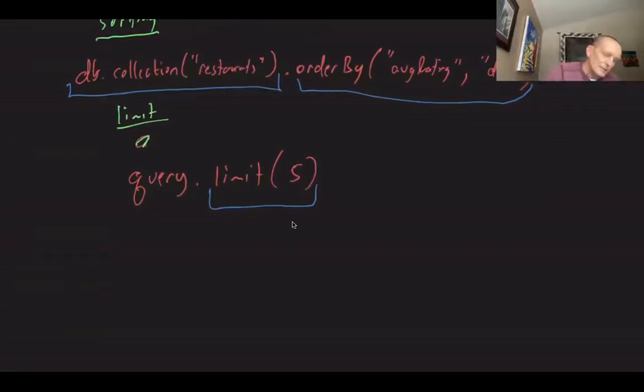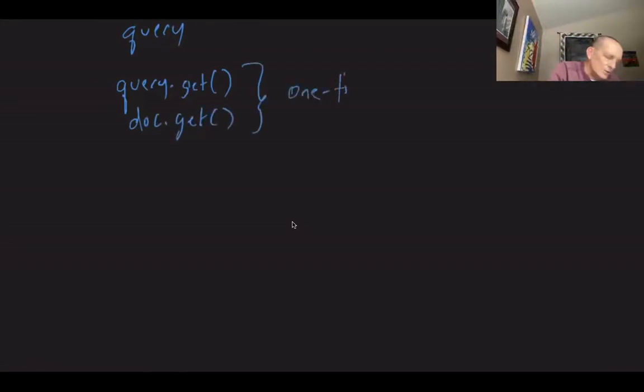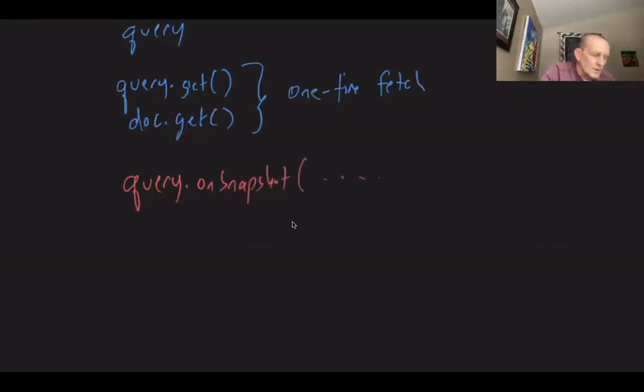So the difference is we have a query. We can do query.get, or we could do document.get. And these both do a one-time fetch of the data. If we do a query.onSnapshot, we can pass in a function that's going to get called whenever any items in that query change.